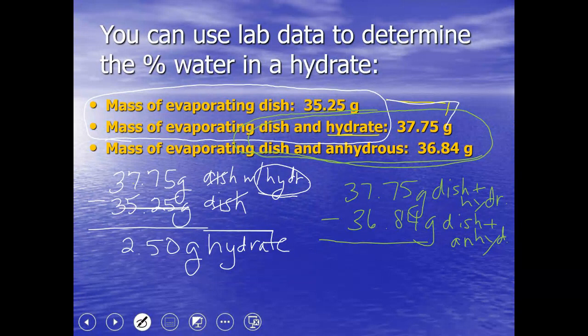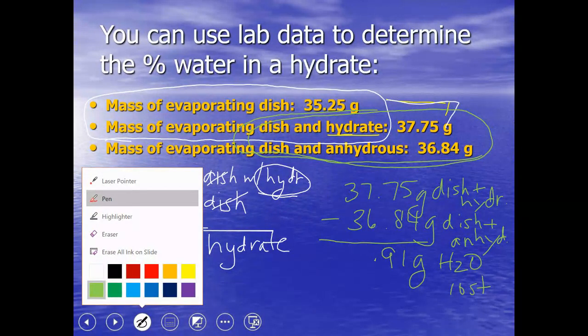And like I said, we're going to heat a couple of times to make sure that all of the water is driven off. Well, if I take 37.75 minus 36.84, I get 0.91 grams. And the difference here is how much water was lost, the difference between the hydrated and the anhydrous. So now I know that 0.91 grams of water was lost out of my original 2.5 grams of hydrate.